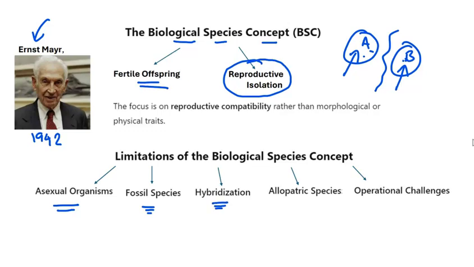Hybridization is an issue in the biological species concept. The idea is that if you have two species and they hybridize, then their offspring would be infertile. And we do come across a number of examples that we've noted in other parts of this course. Most famously, perhaps, we could have the horse and the donkey producing the mule, and the mule being an infertile hybrid. And so that would tend to support the biological species concept.